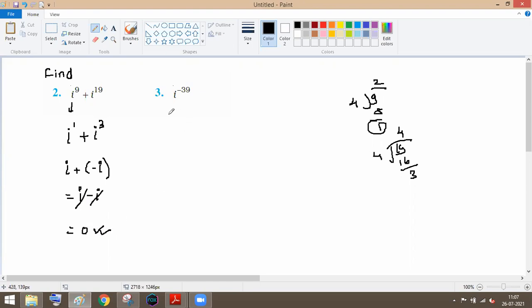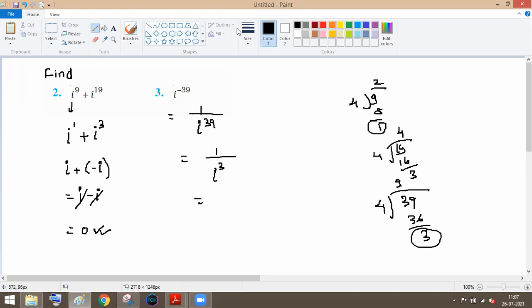Now what about I to the power minus 39? Can we say that it is 1 upon I to the power 39? Now divide 39 by 4 again. 9, 36, the remainder is 3. So I can write this as 1 upon I to the power 3. And in the theory part I told you what 1 is equal to: we write 1 equal to I to the power 4. So I to the power 4 divided by I cubed, if I cancel, we get the answer I. Everyone clear with this part?